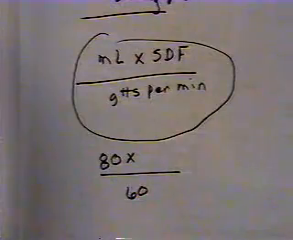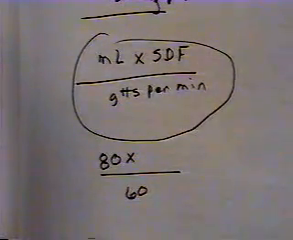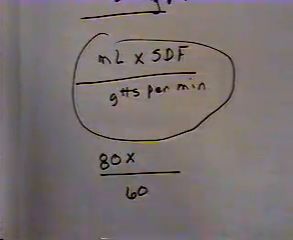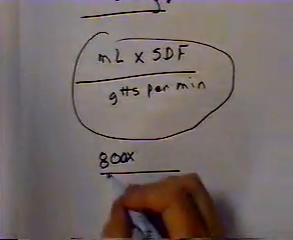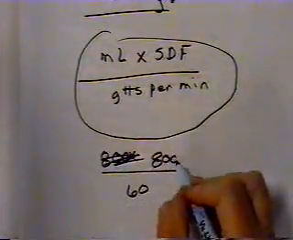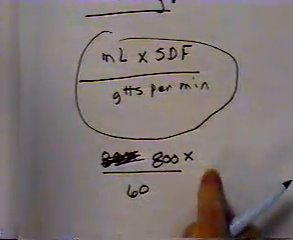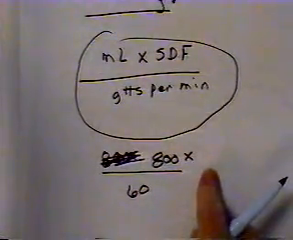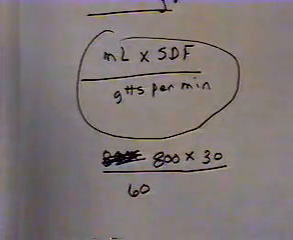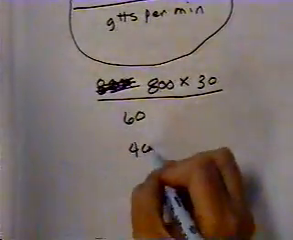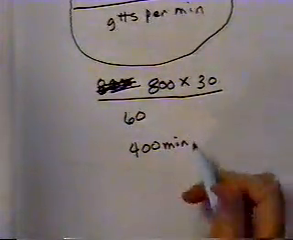And what's the drop factor? What is 800? Oh, 800. Oh, sorry. Thank you. 30. That's 800. The milliliters times the drop factor. And what is the drop factor? 30. So when I take 800 times 30 divided by 60, this answer is in minutes.